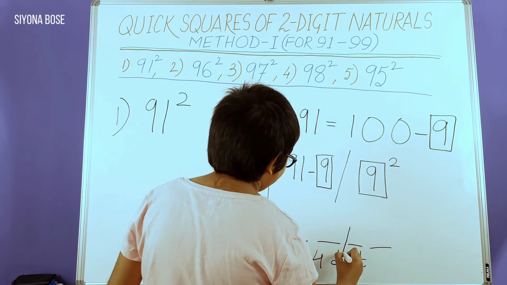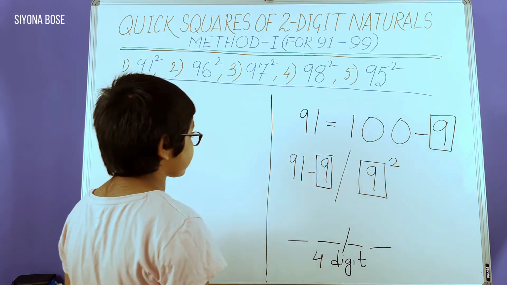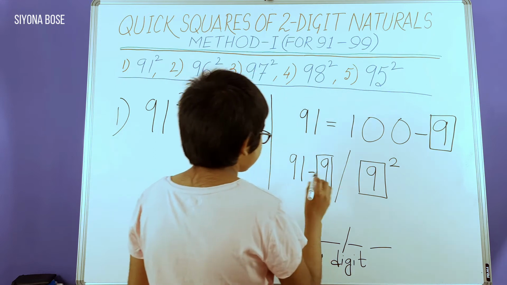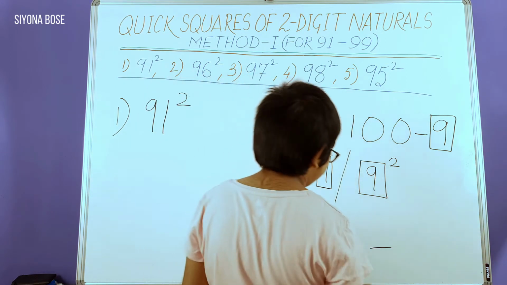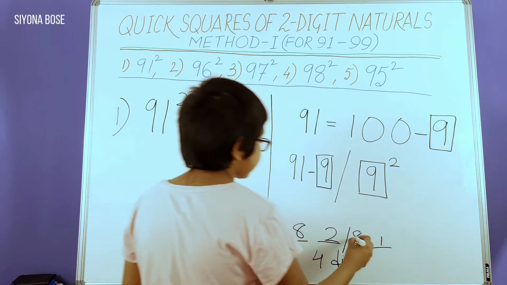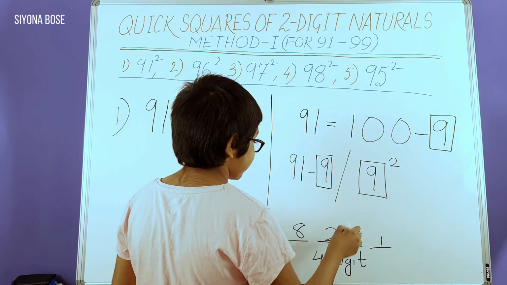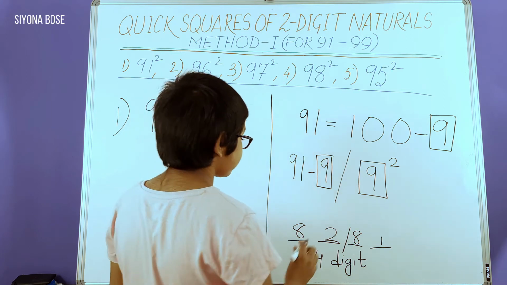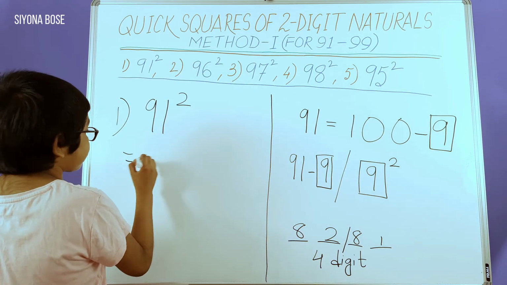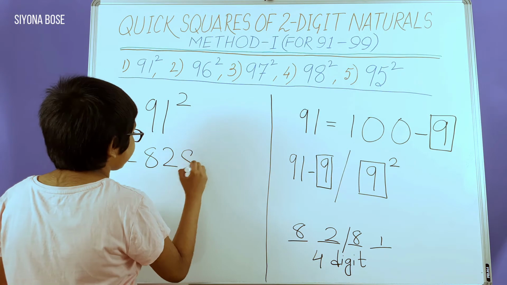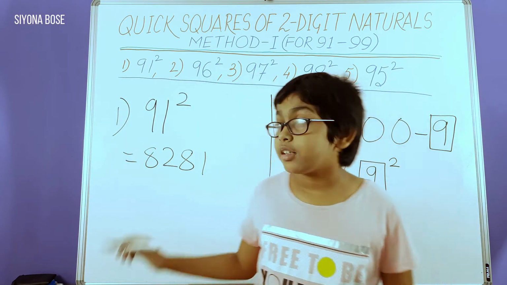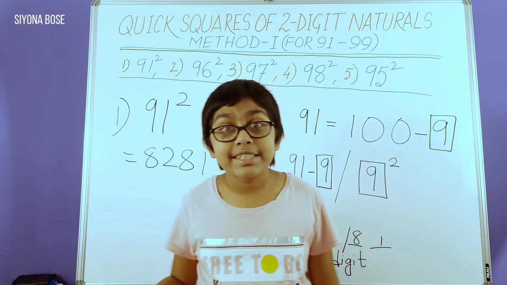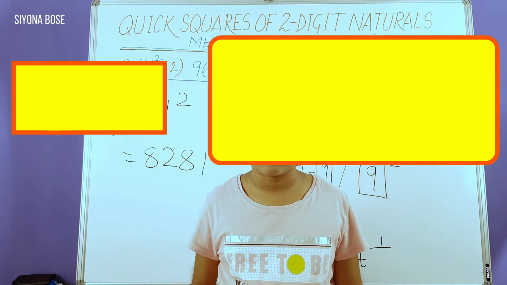And I'm giving the slash because this has a two-part answer. 91 minus 9 gives us 82, as you know, and 9 squared is 81. This is a separate segment, and this is a separate segment, hence I've given the slash. Ultimately, the answer is 8281. Wasn't that easy? It's much easier than doing the conventional method, isn't it?